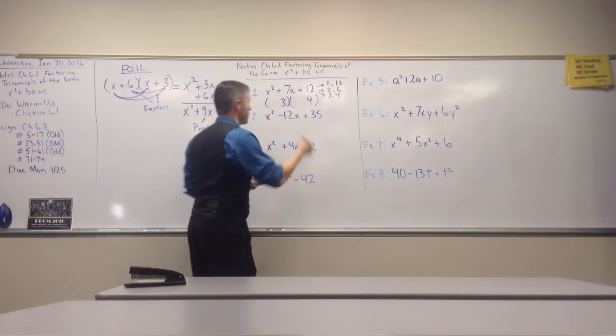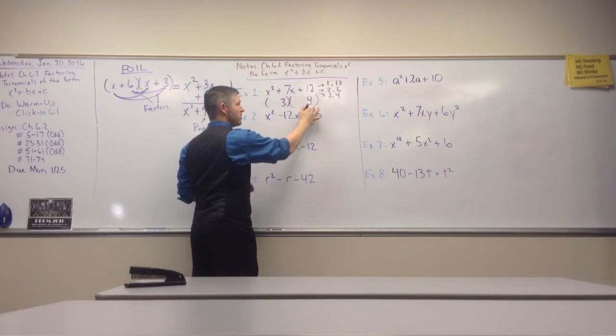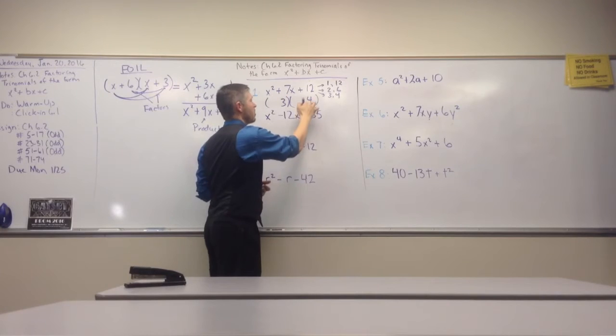So that's what I'm going to do. Basically, the numbers 3 and 4 go here. I know if I add these, they're going to give me 7. If I multiply these, they're going to give me 12.